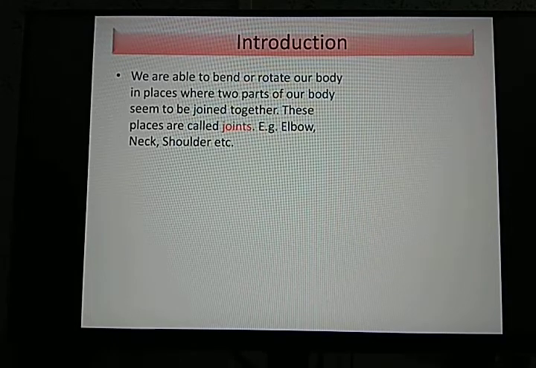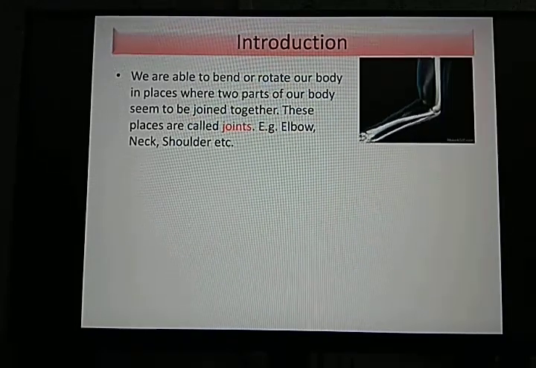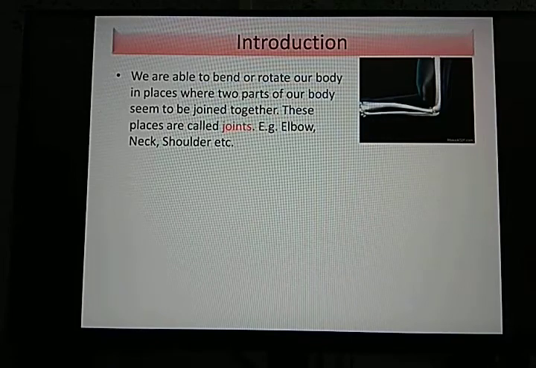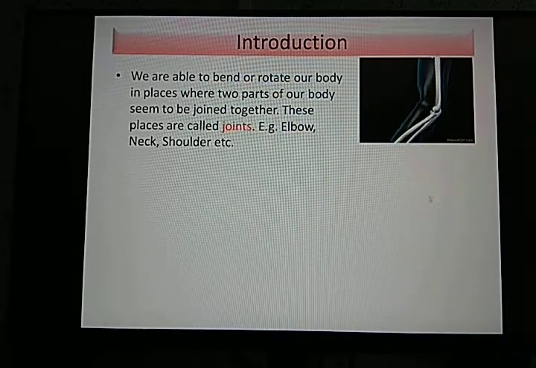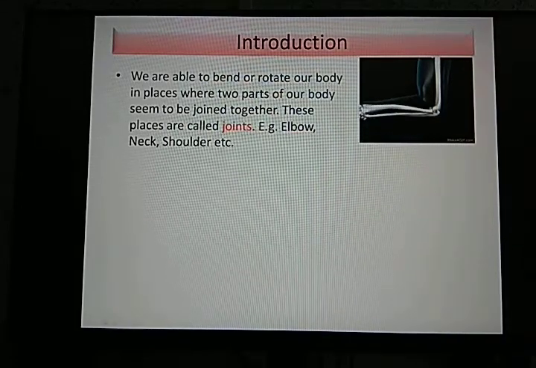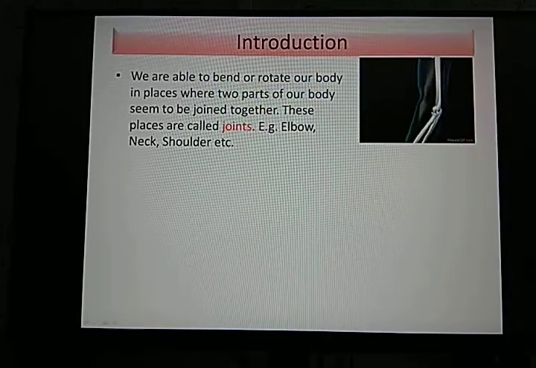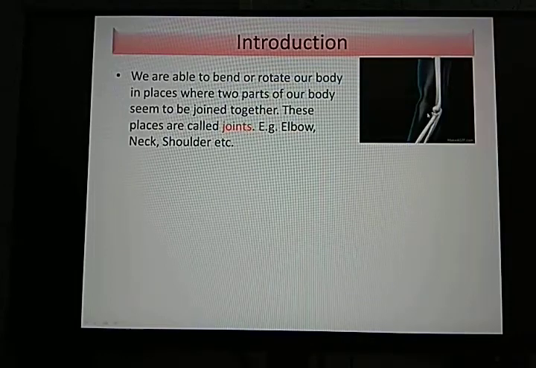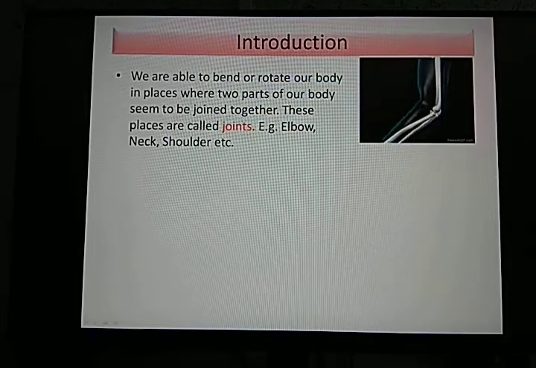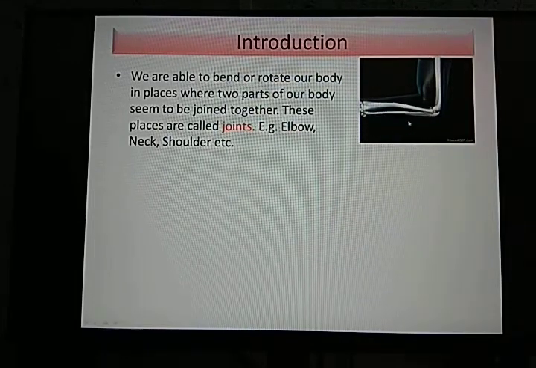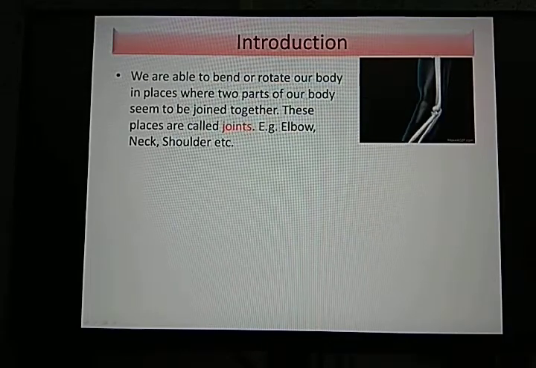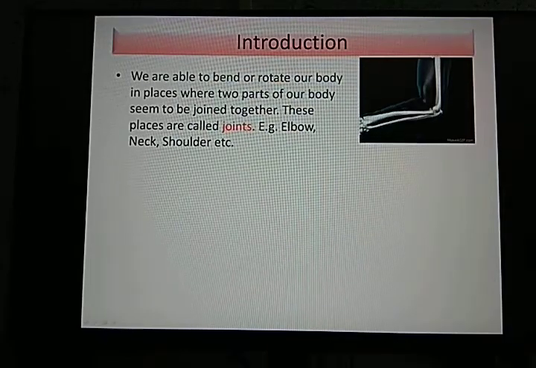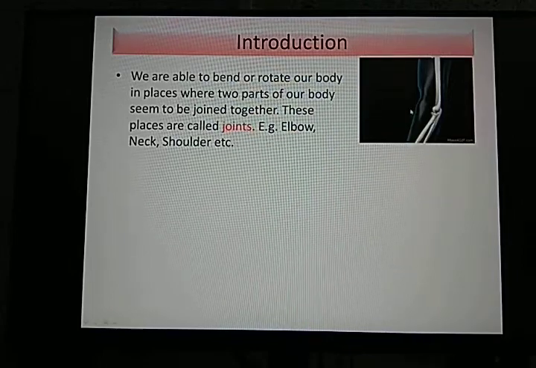Let us see. This is the elbow movement. As you can see, there is a joint. If you see with the help of the cursor, here there is a joint, and due to this joint we can move our elbow. This position is called the elbow. We can move our arm properly. As you can see, there is a joint between these two bones.